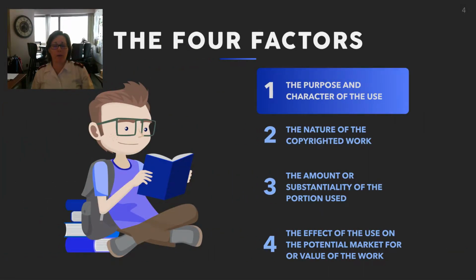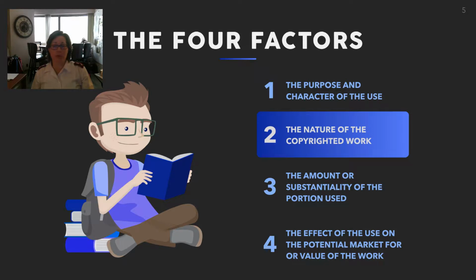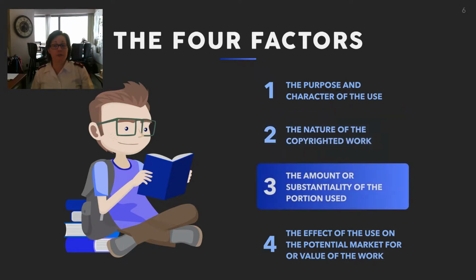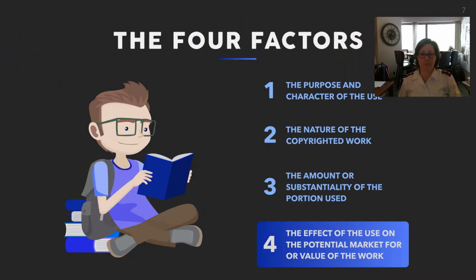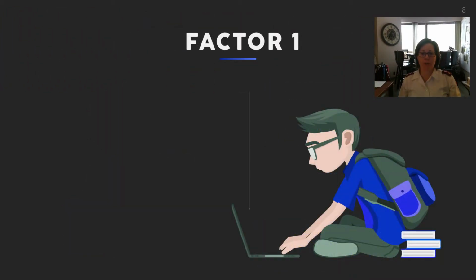Factor number 1, we need to evaluate the purpose and character of the use. Factor 2, we have to evaluate the nature of the copyrighted work. Factor 3, we have to evaluate the amount or substantiality of the portion used. And factor 4, we need to evaluate the effect of the use on the potential market for or value of the work. Let's take a closer look at factor number 1, the purpose and character of the work.